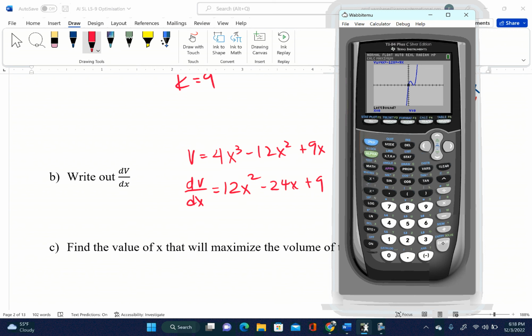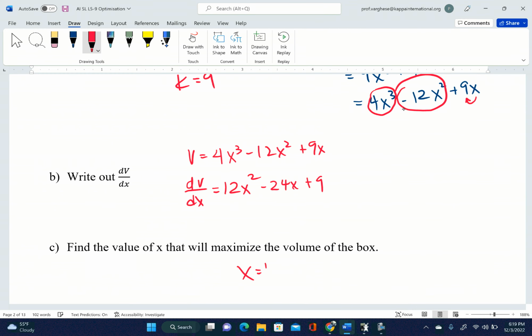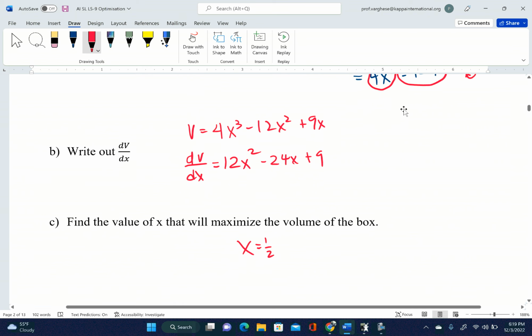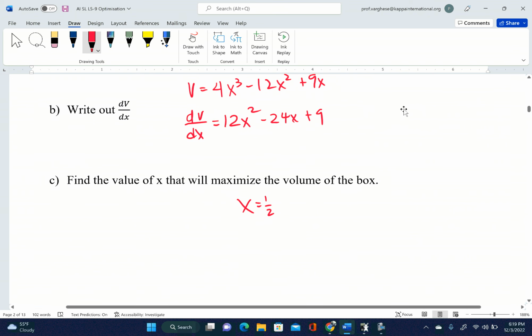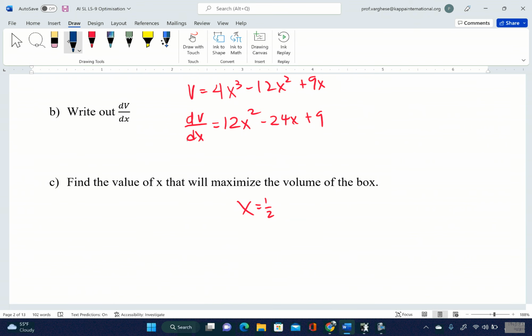Left bound, sure, that point works. I'm going to go to the right of it and hit enter, then go to where I think it is and hit enter, and I get about a half. X is equal to a half, x equals 1/2. Okay, so how do I do this algebraically?